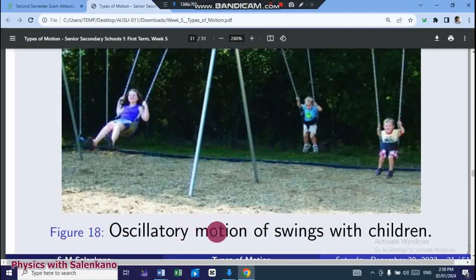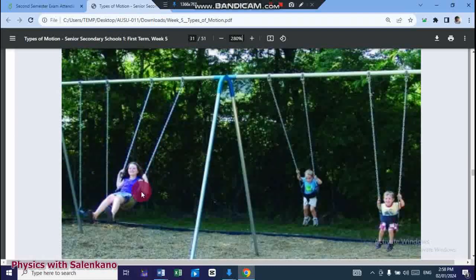This image shows oscillatory motion of swings with children. You see, you have a swing here. Before it started, it was at rest, vertically at rest. Then when the swinging started, it moves. That initial position was the fixed position. Now it moves forward and then comes back to the fixed position, then moves backward, comes back to the fixed position again, moves forward, comes back to the fixed position again, and it does that again and again. This is why we call it oscillatory motion, to and fro motion.